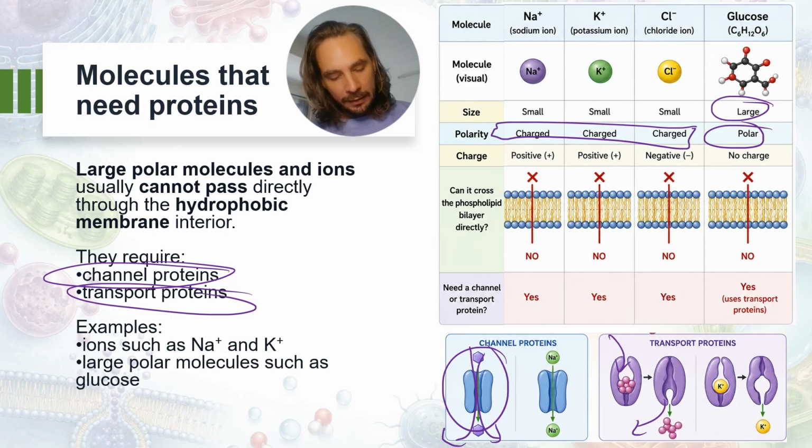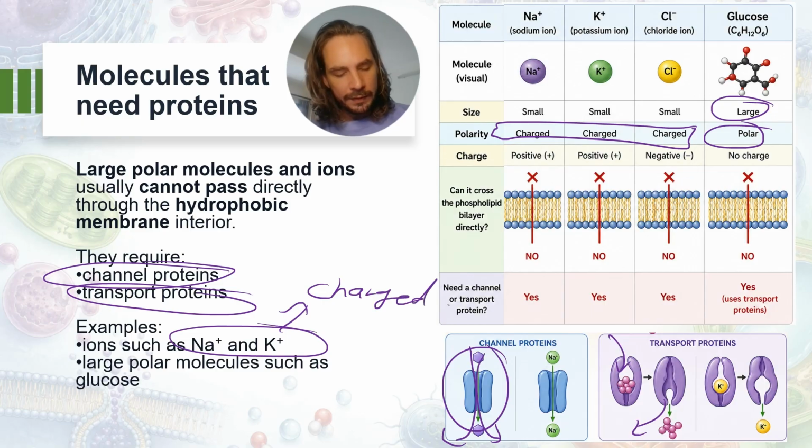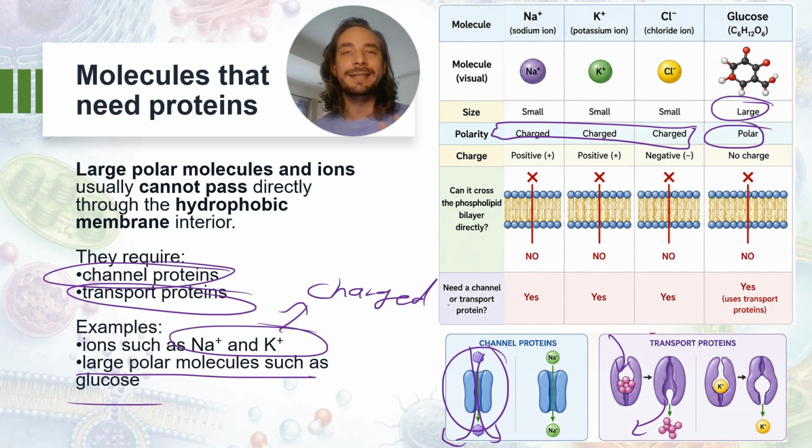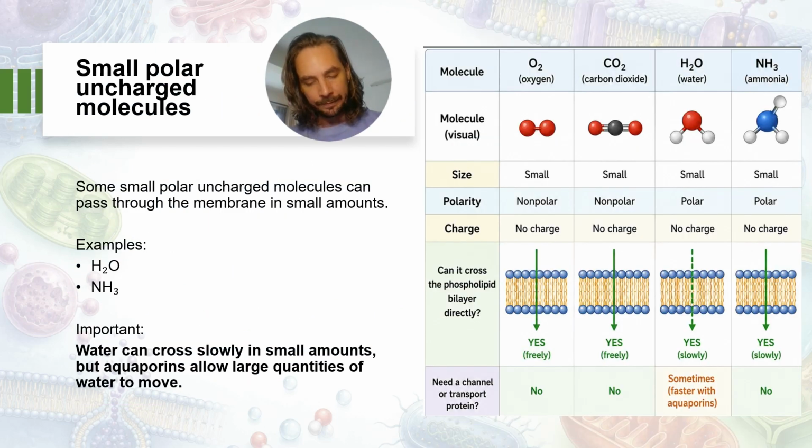We use this, for example, for sodium and potassium ions. They're ions, so they are charged. And large polar molecules like glucose cannot cross freely. They need that protein assistance.